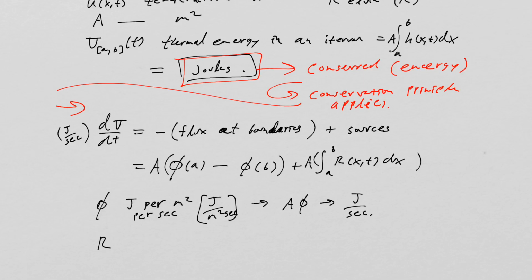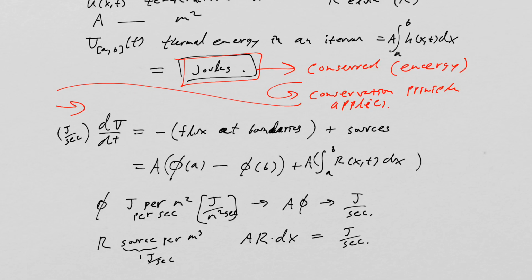That's going to be a source per meter cubed. So that means that R times A times dx is going to be a source, and by a source we mean joules per second. That's how much is being inputted into it. So it's joules per second just the same, and we now have the same units for everything.